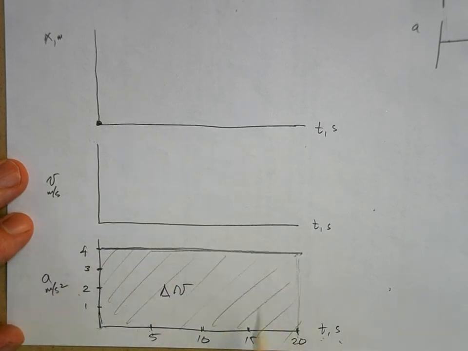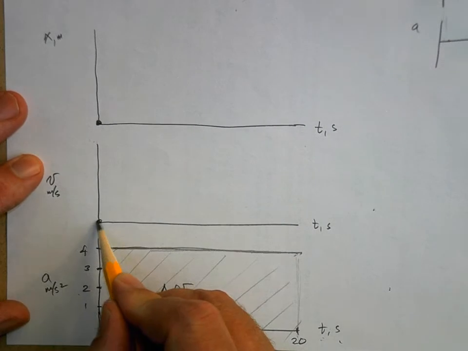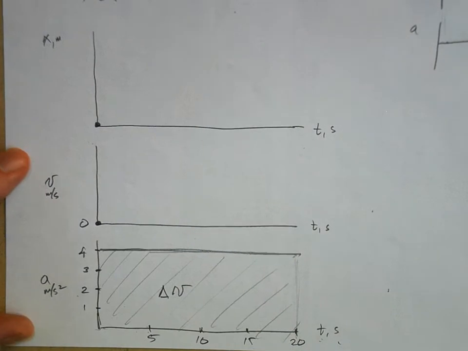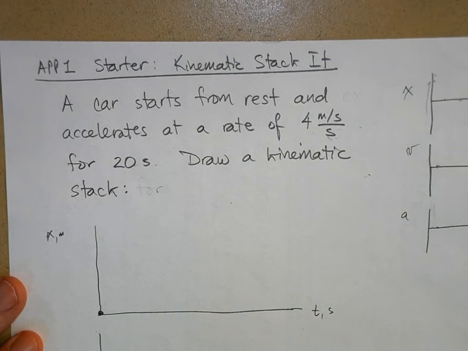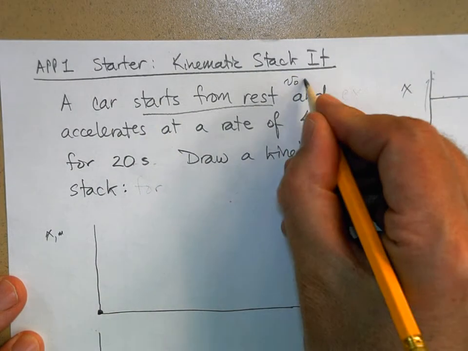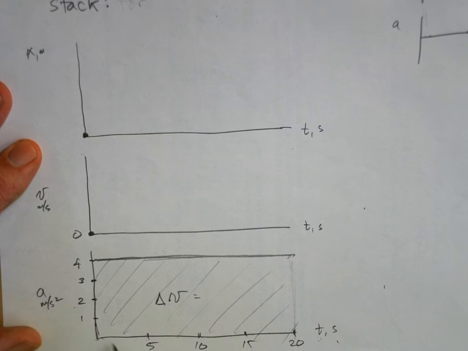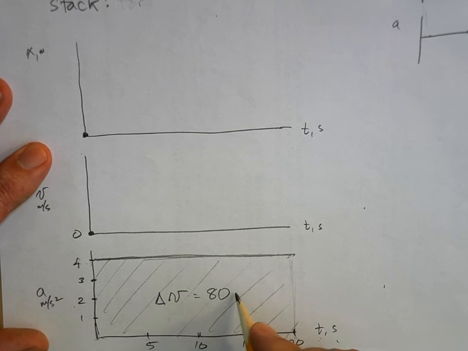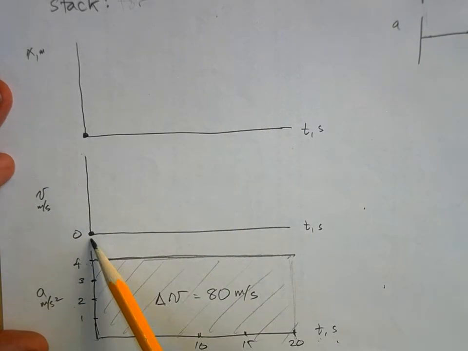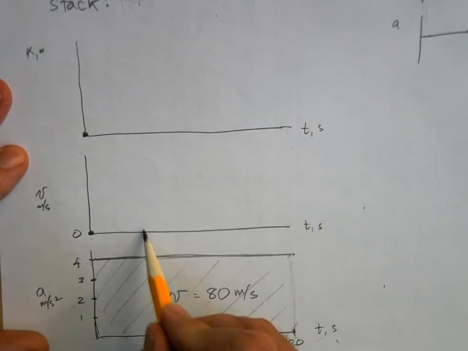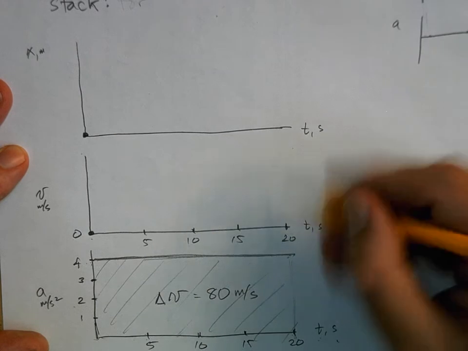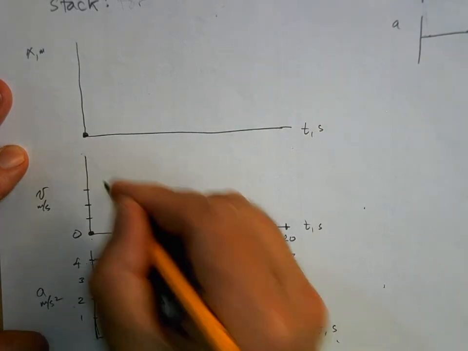So we went 4 meters per second every second for 20 seconds. That means I started at 0 velocity. That was given. V naught equals 0, because the problem said it starts from rest. And then it changed its velocity. By how much? Well, 4 meters per second every second for 20 seconds gives 80, right? 4 times 20 is 80 meters per second. So if I start from rest, my change is 80, so my final velocity is 80. So let's do 5, 10, 15, 20, and at 80, I'm going to go 20, 40, 60, 80.